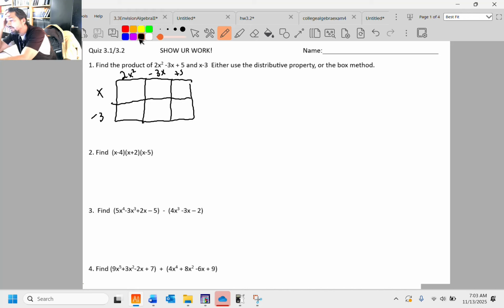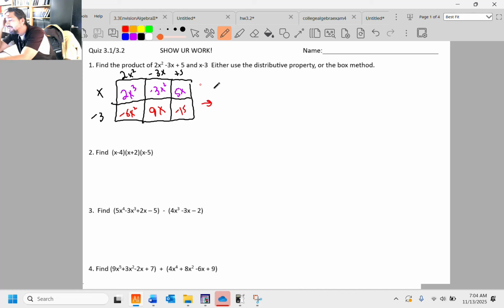X times 2x squared has always been 2x cubed. X times negative 3x has always been negative 3x squared. X times 5 has always been 5x. Negative 3 times 2x squared is a negative 6x squared. Negative 3 times negative 3 is positive 9. Don't forget the x. Negative 3 times 5 is negative 15.